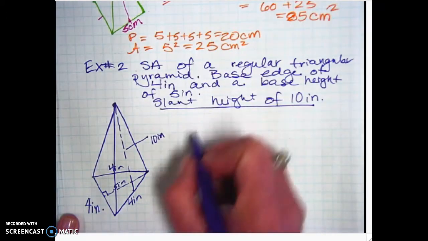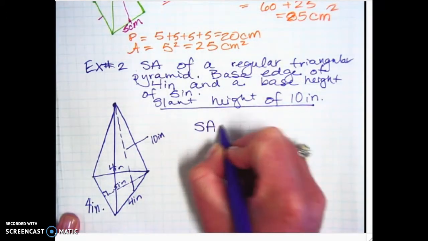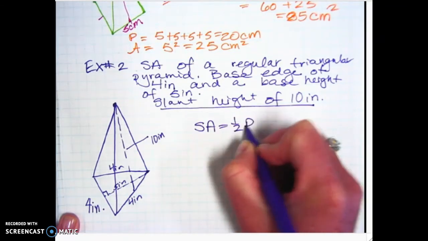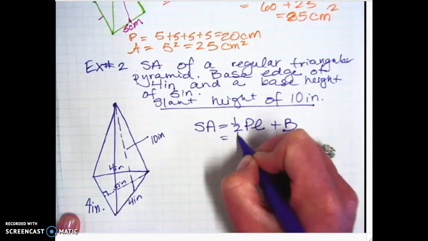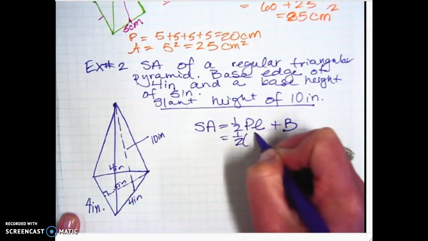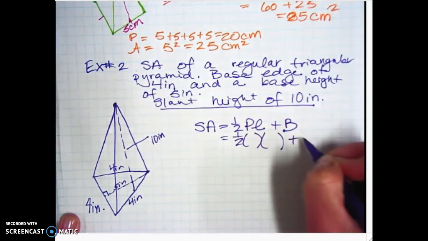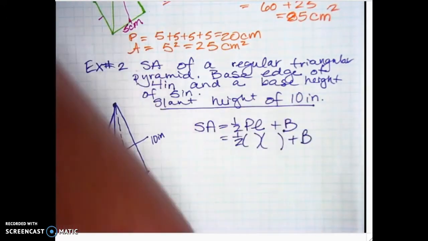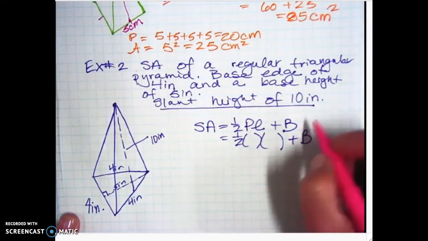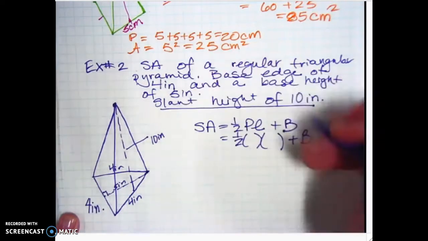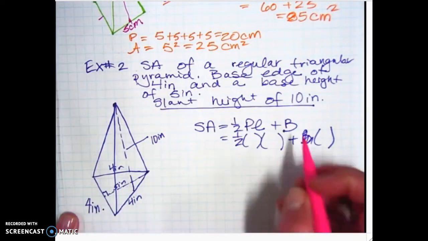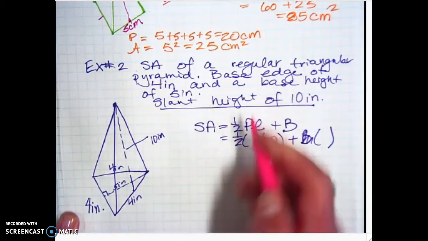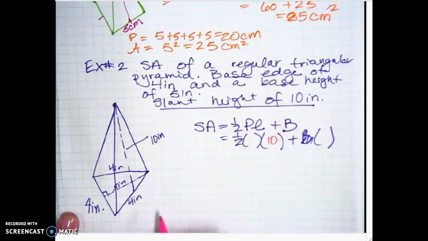Okay. Same formula as example number 1. We've got 1/2 the perimeter times the slant height plus the area of the base. So we know the slant height, we can plug it in here, but we need to get the perimeter and the, whoops, I didn't mean to write that, B, I meant to put parentheses so we can plug it in. All right, so we know the slant height, it's 10. We just need to get the perimeter and the area of the base.